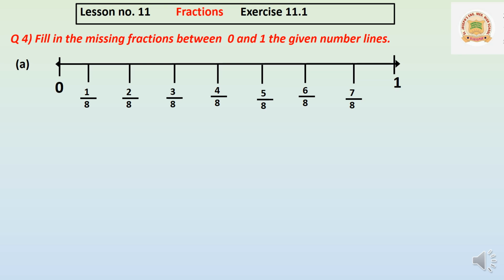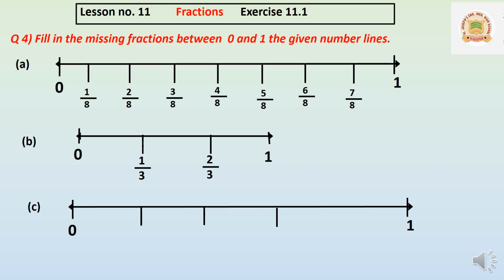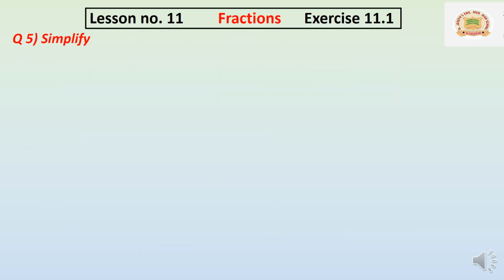Understood, children? Next, question B. From 0 to 1, they have made 3 parts. That is 1/3, 2/3. Next, from 0 to 1, how many parts have they made? 5 parts. So 1/5, 2/5, 3/5, 4/5. While reading, you can say 1/5, 2/5, 3/5, 4/5.